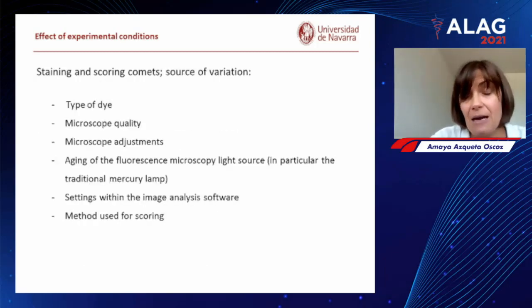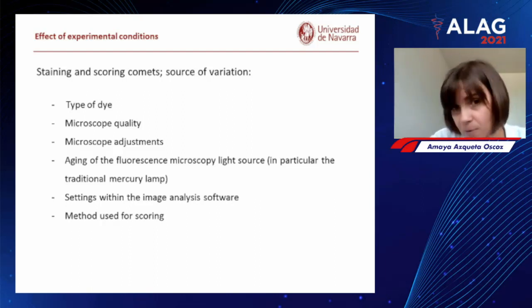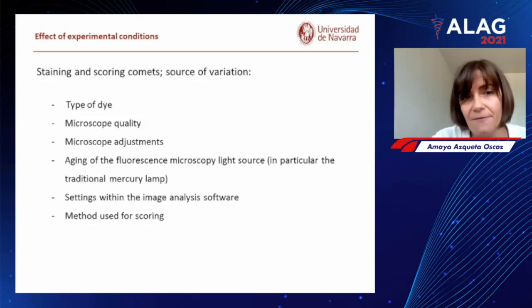And this variability can come from different sources: the type of dye can affect it, the microscope quality, the microscope adjustment, the aging of the fluorescence microscope light source, in particular when using the traditional mercury lamp.